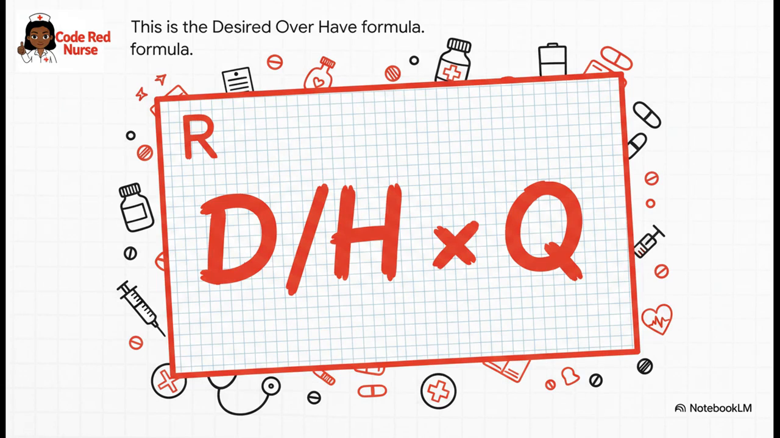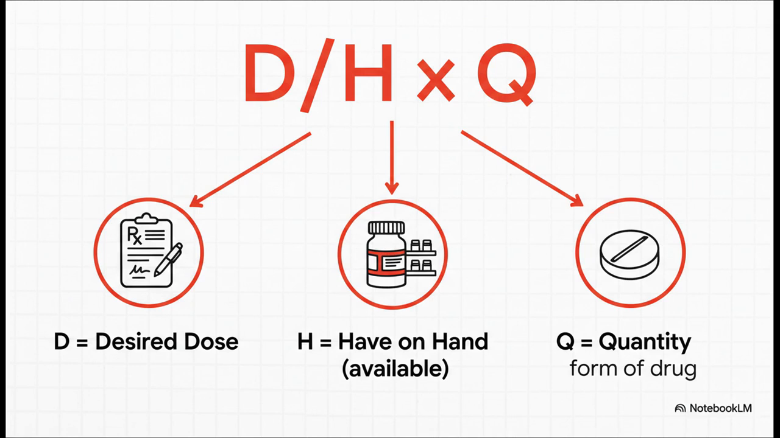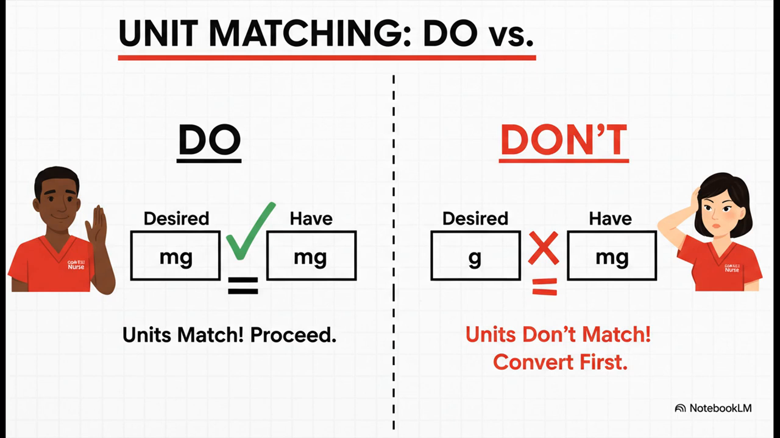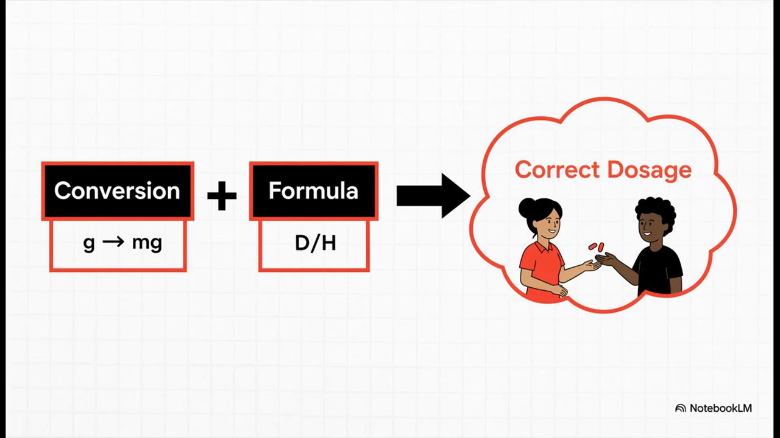This is your best friend, the desired over have formula. It tells you exactly what to give. Let's break it down. D is what you desire, H is what you have, Q is the quantity. Okay, this is the golden rule, you guys. The units for desired and have must match. All right, let's put it all together now and see how this works in the real world.